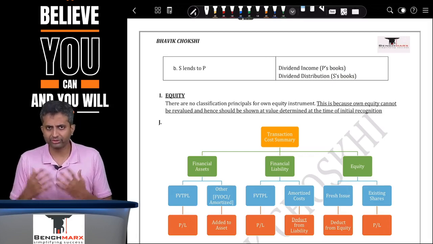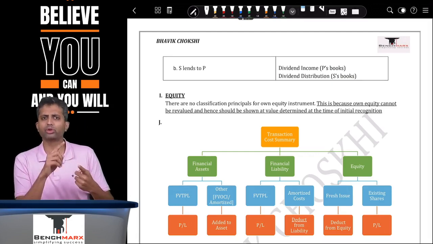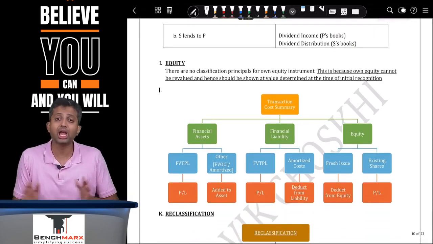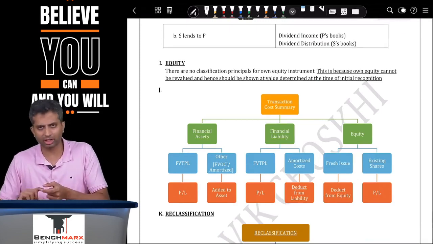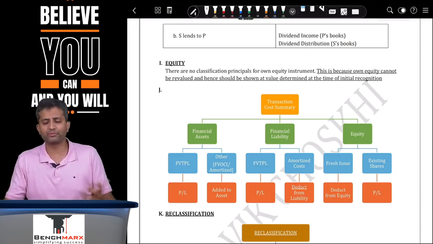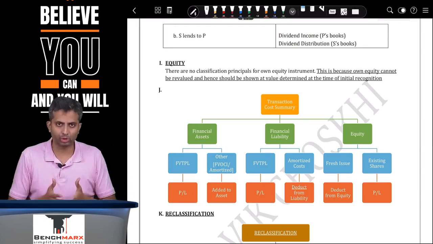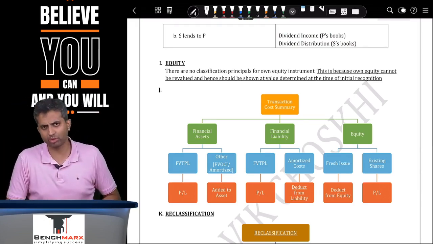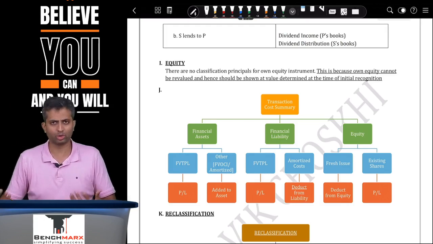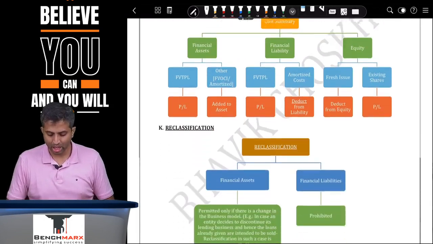The transaction cost summary for all that we have studied is typically: for financial assets at amortized cost or at FVOCI, you add the transaction cost. If it is FVTPL, you take the transaction cost to the P&L. If it is a financial liability at amortized cost, then you will deduct the transaction cost. However, if it is a financial liability at FVTPL, again the transaction cost goes to the P&L. If it is equity and you are issuing fresh equity, then whatever is the transaction cost will be reduced from the equity. However, if it is an issue of already existing shares, like a follow-on offer, whatever is the transaction cost can go to the profit and loss account in case of equity.